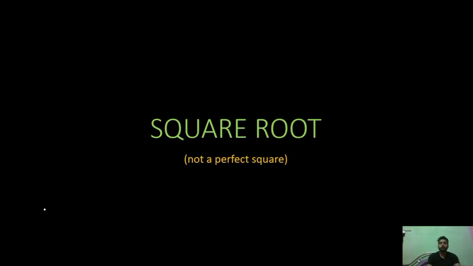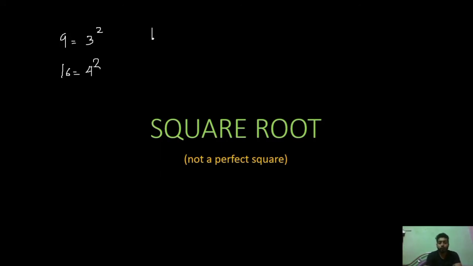We all know about perfect squares. 9 is a perfect square number because 9 can be written as 3 squared. 16 is a perfect square number because 16 can be written as 4 squared. So those numbers are perfect squares. But we will calculate the square root of numbers which are not perfect squares.